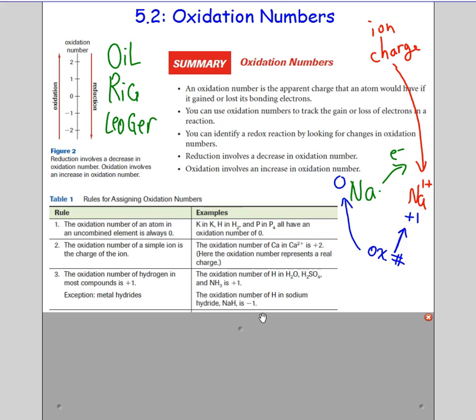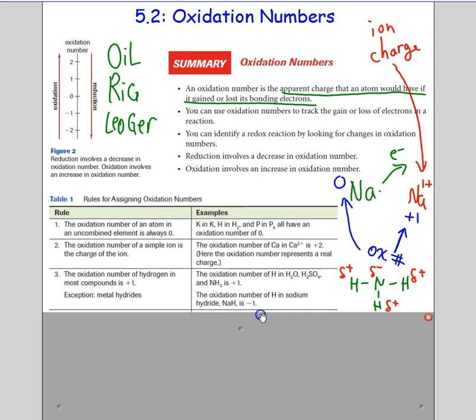And so with the molecule ammonia, we can sort of appreciate that. There's no charge in this molecule, but the hydrogen atom, again, what charge would it have if it gained or lost its bonding electrons? Well, remember polarity. Nitrogen is negatively polarized slightly because of its higher electronegativity. Hydrogen is positively polarized.